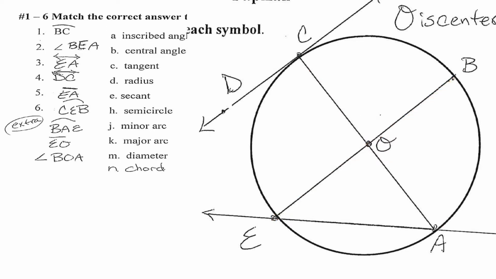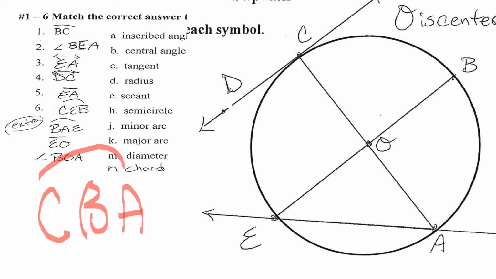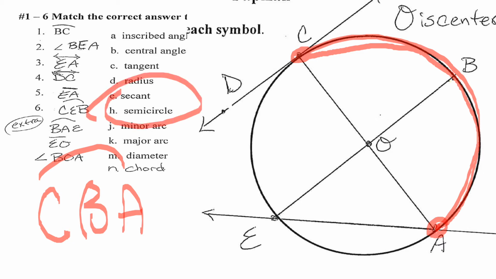And then one I don't think I put on here. How about CBA, arc CBA? Now, you might want to say, since it's got 3 letters, that it's major, but is it more than 180? No. Is it less than 180? No, it's exactly 180 when it hits that diameter. So that is a semicircle. So be careful and watch for those as well.